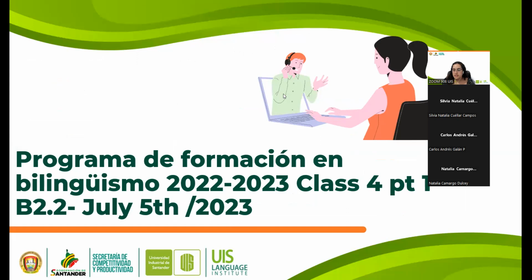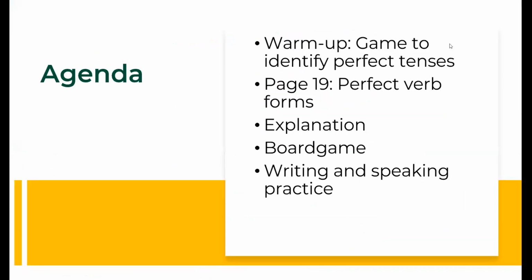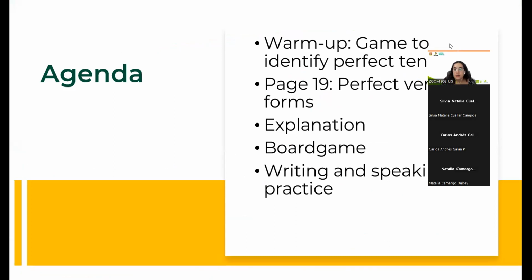Because it's already 6:04, 6:05, we are going to start our class immediately, all right? So let's check first the date. Let's remember this is our class number 4, and today is July the 5th. Level B2.2. Let's check the agenda first. I'll show you what we are going to do today, and after that, I will check the attendance list to see who is connected to the class today.